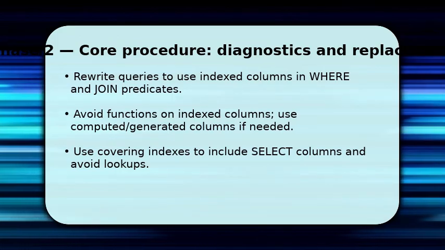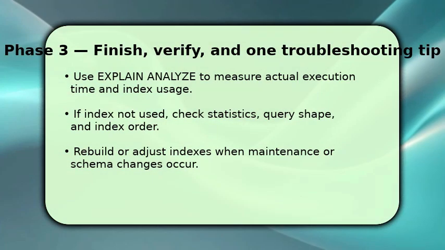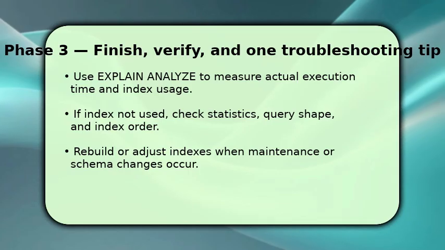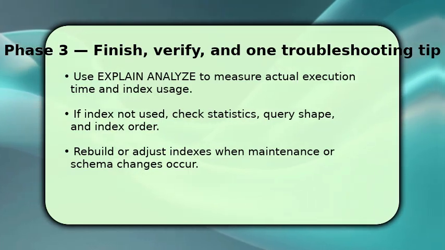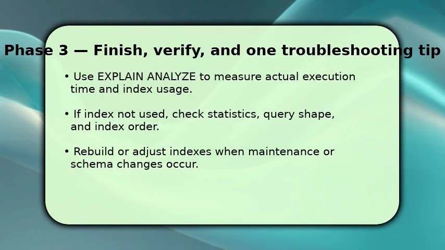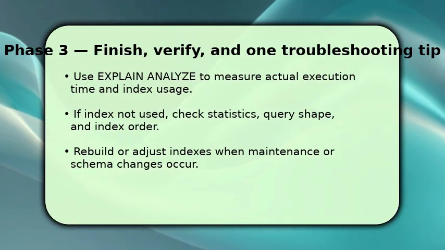You finish by validating results with explain analyze to see actual runtime and I/O, compare index scan versus sequential scan metrics. If the index is ignored, update statistics, check for mismatched types or function use, and ensure the index column order matches multi-column predicate patterns.